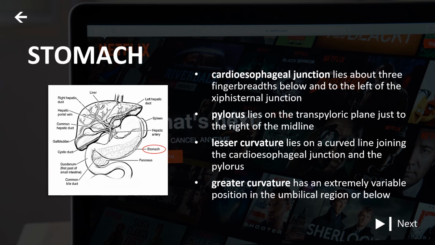Stomach. The cardio-esophageal junction lies about 3 fingerbreadths below and to the left of the xiphisternal junction. The esophagus pierces the diaphragm at the level of the 10th thoracic vertebra. The pylorus lies on the transpyloric plane just to the right of the midline. The lesser curvature lies on a curved line joining the cardio-esophageal junction and the pylorus. The greater curvature has an extremely variable position in the umbilical region or below.